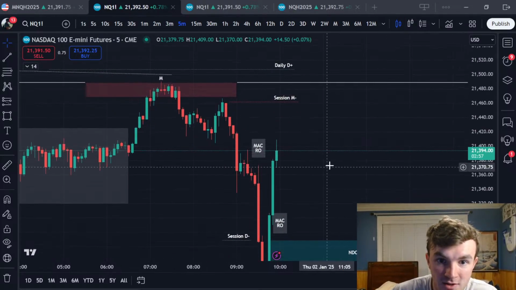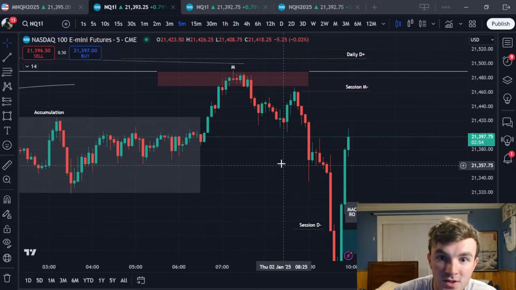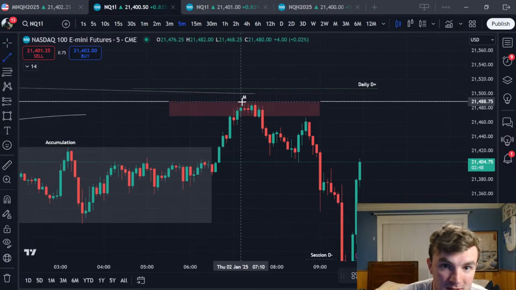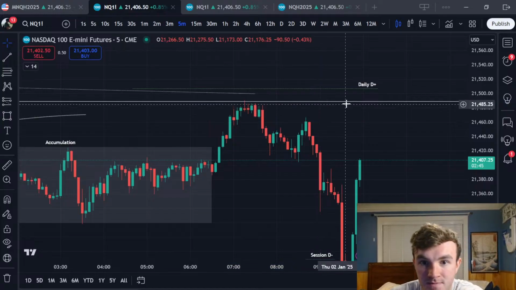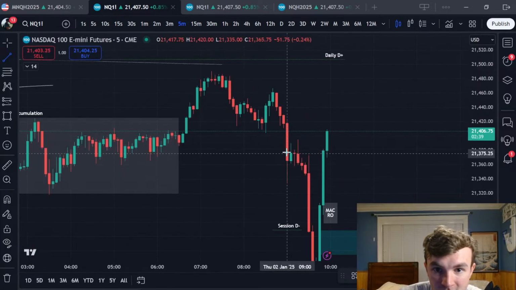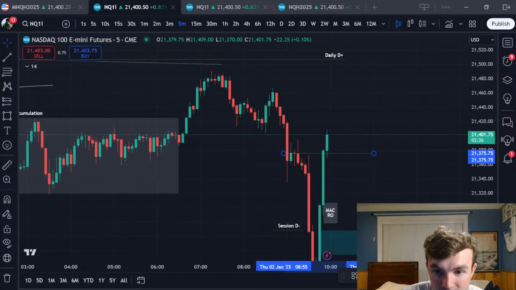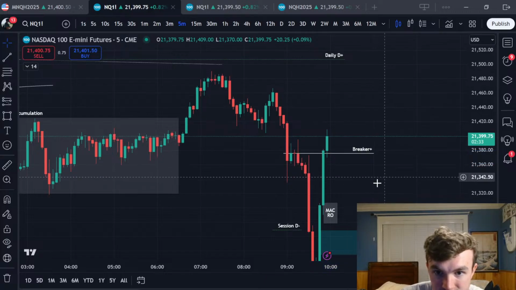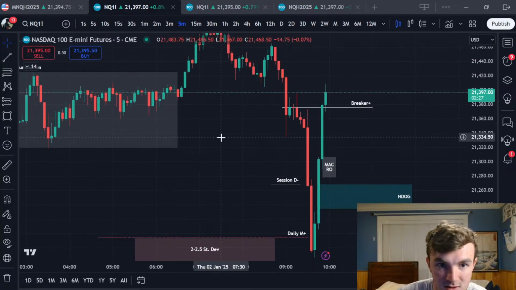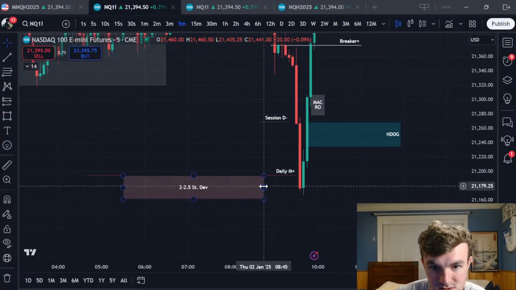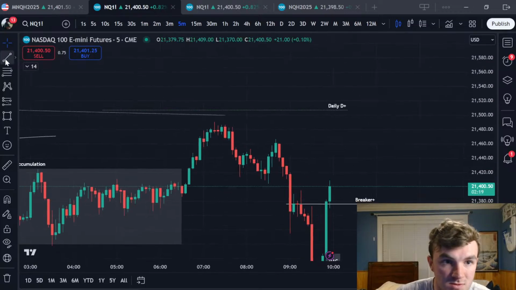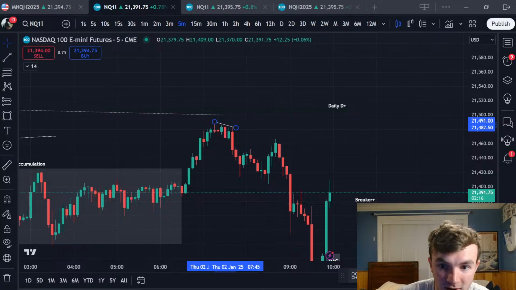So we just got a close above this 5-minute candle here. So I'm thinking now we're possibly going up to this. Now we're gonna go back up to this high here. So this is a 5-minute breaker. Five-minute breaker. We got good liquidity right here.